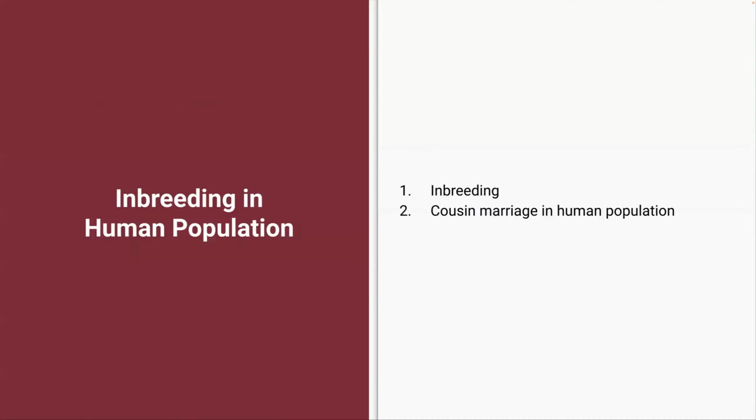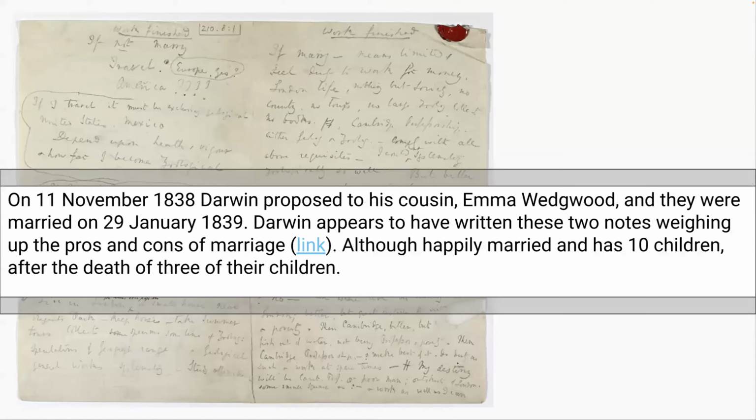So first, we're going to talk about whether inbreeding is really widely happening in human populations or not. We can find one note from Darwin's writing. In 1838, Darwin proposed to his cousin Emma Wedgwood, and they were married in 1839. Darwin appears to have written two notes weighing up the pros and cons of this marriage.